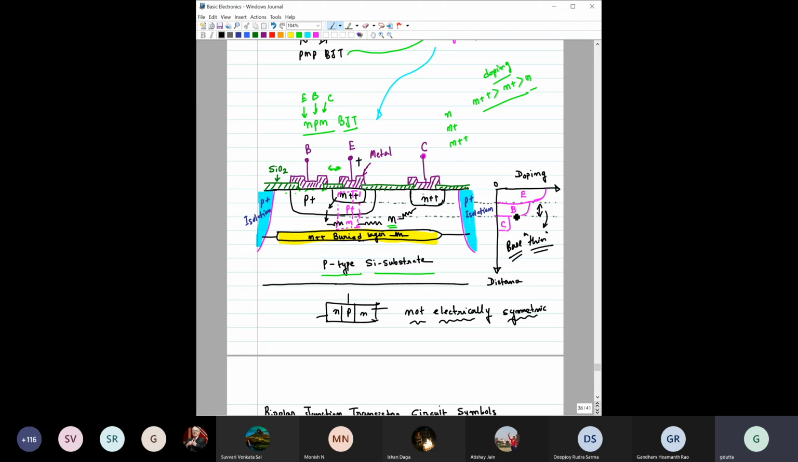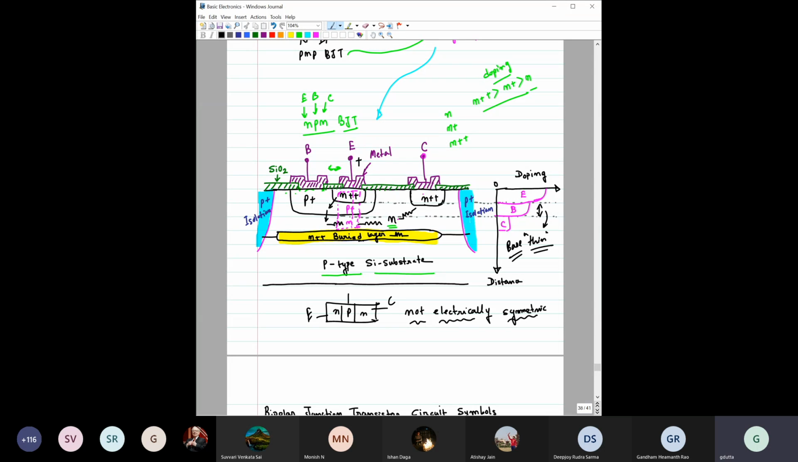right? Because you can see from here the doping concentrations themselves are different, right? And at the same time, if you see the area of this emitter, and the total area of this collector, that is also different, right? So if you interchange this emitter and collector, your performance will degrade a lot, and it is not advisable to do so.